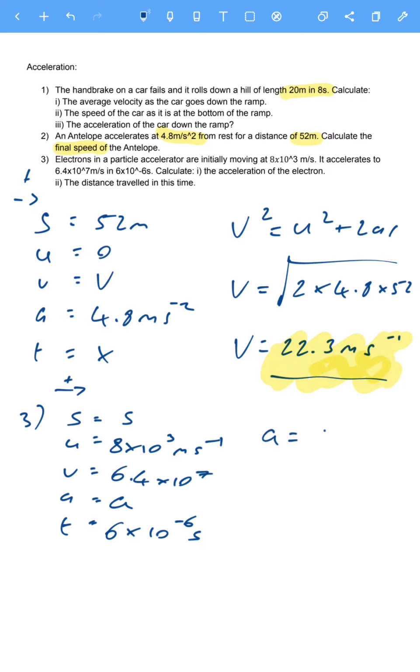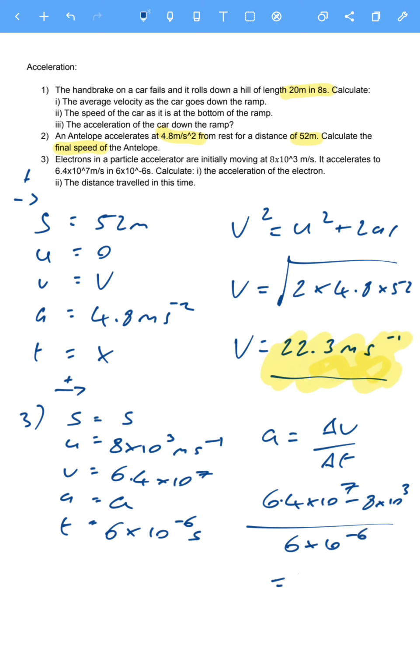So acceleration is simply the change in velocity divided by the change in time. So v minus u, so that's 6.4 times 10 to the 7, subtract 8 times 10 to the 3, divided by the change in time, 6 microseconds, 6 times 10 to the minus 6. That gives an acceleration of 1.1 times 10 to the power of 13 meters per second squared. Hopefully that one went okay. A large acceleration, but it is feasible.